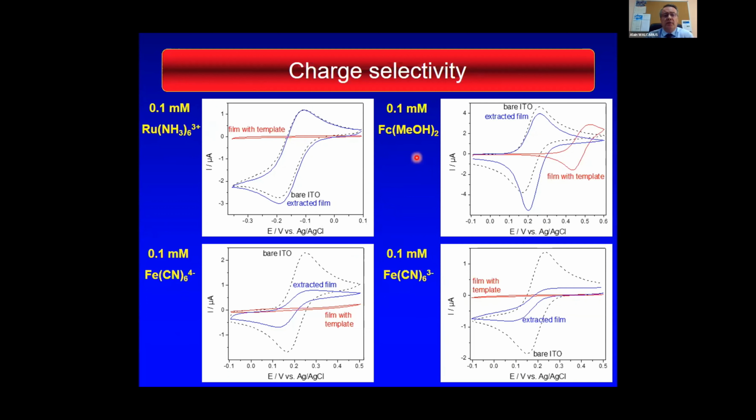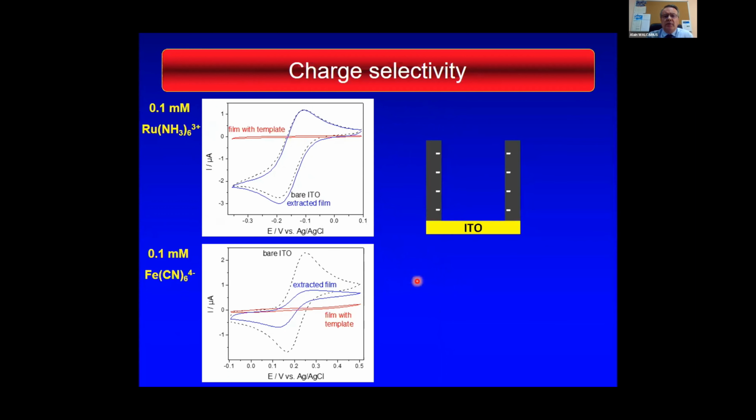But after removal of the template, we observe a very large signal for the neutral and the positively charged one, but only a smaller signal than on the bare electrode for the negatively charged one. And this is due to the fact that the silica walls are negatively charged because of the presence of the silanolate groups. And this acts as an electrostatic barrier leading to some difficulties for the anion to cross the film.